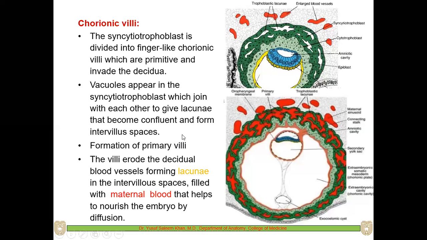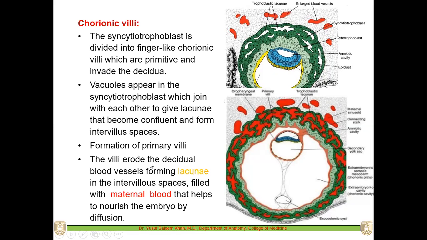Now there is formation of something called the primitive villi. The villi erode the decidual blood vessels, forming lacunae in the intervillous space. Now they start eroding the wall further inside, and as you can see here, it is highly vascular. Now they start eroding the blood vessels also. When they erode, the blood vessels start leaking into these vacuoles. Now if you see here, these spaces are filled with blood. So blood starts entering these spaces called the vacuoles.